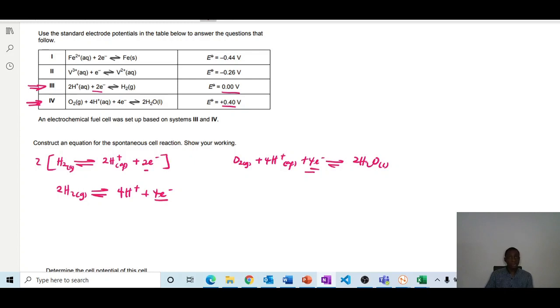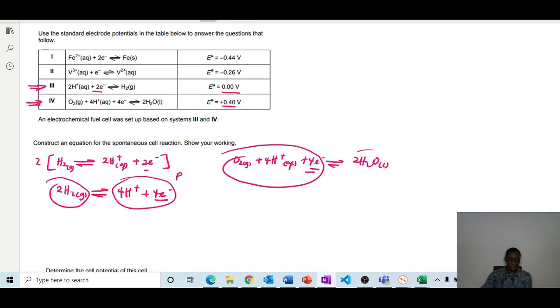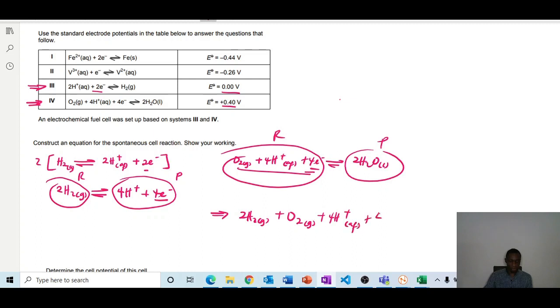But remember, what we want to write is a complete equation. So what we need to do next is to merge these two equations together. So we are going to have this reactant side here merged together and the product side here merged together. So let me do it this way. We are going to have 2H2 plus O2 plus 4H plus. Now the products together, 4H plus, 4e minus plus 2H2O.